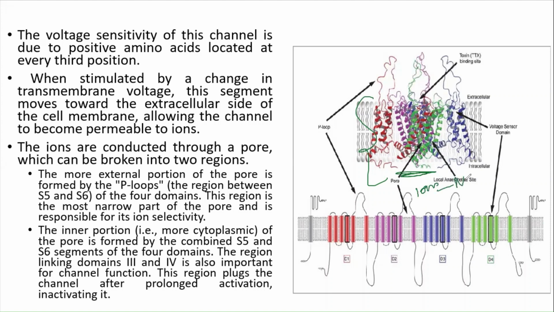Now here which ions? It is the Na plus. Now ions are conducted through a pore which can be broken into 2 regions. Now we need to talk about these regions. See, if you pay attention here, we have this voltage sensing domain. Now TTX is your toxin binding site, meaning if you use some drug and it is binding over here, it is blocking your Na plus channel.